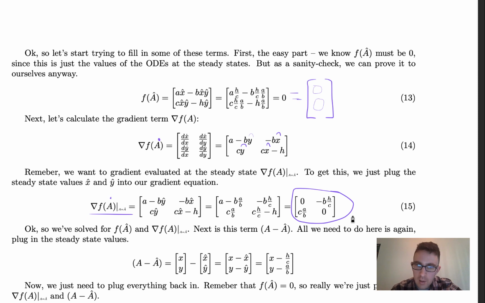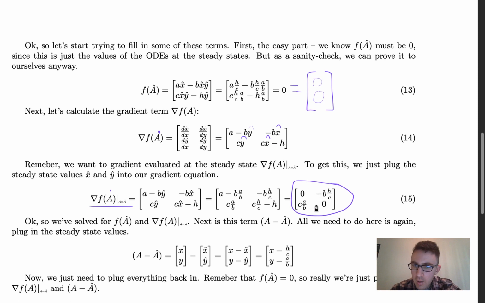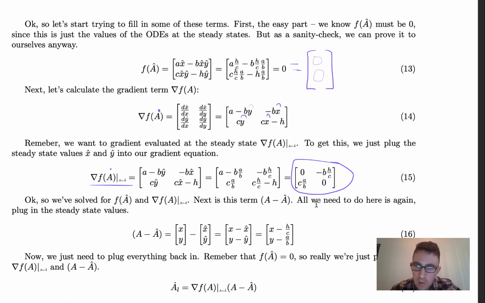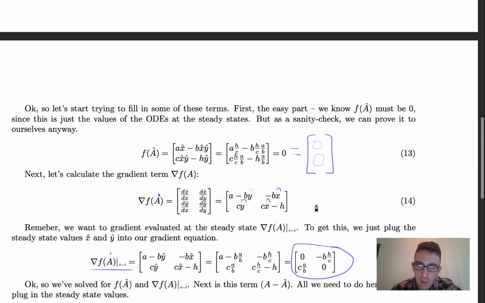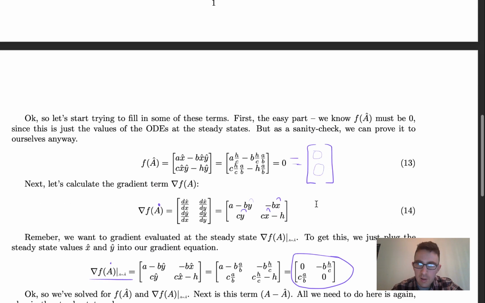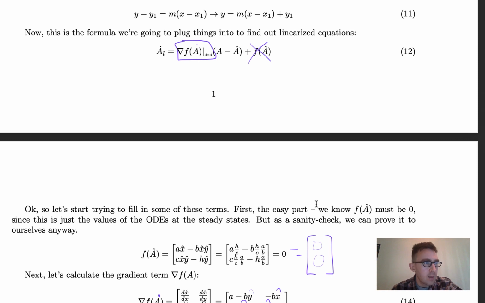This is just the gradient of our system of ODEs. We found our gradient, and then we plugged in our equilibrium points, x hat and y hat, and then we just computed it out to see that it's equal to this matrix here. So I hope you guys are still following me. I don't think we've done anything too difficult at this point. Again, like I said, a lot of computing out the algebra, but it's really just a matter of plugging things into this formula.